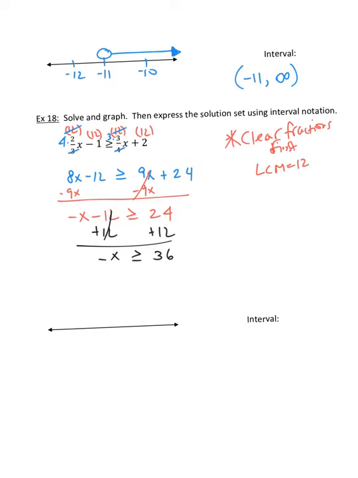You can't leave the negative there. That's really a negative 1. I'm going to divide by negative 1. And remember to switch the inequality. X is less than or equal to negative 36.